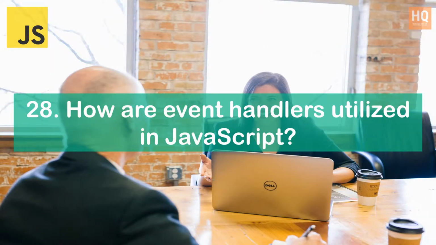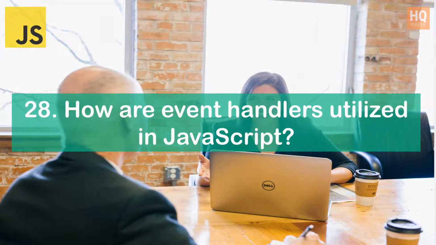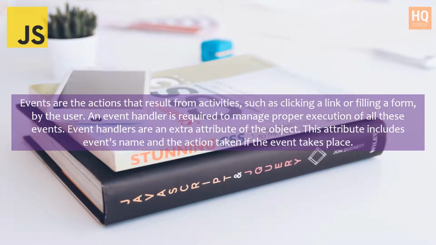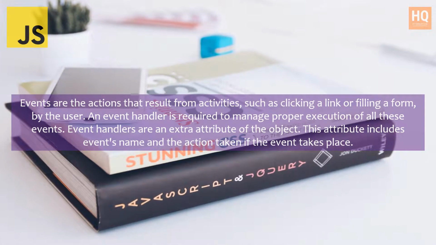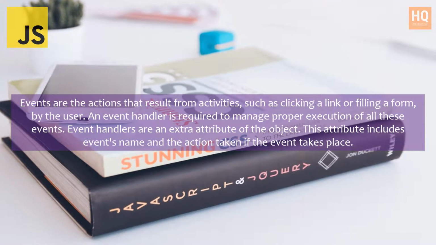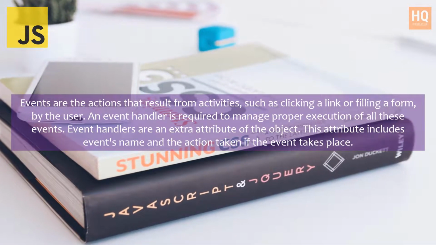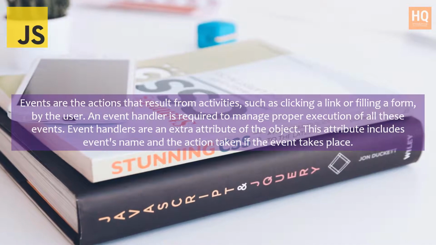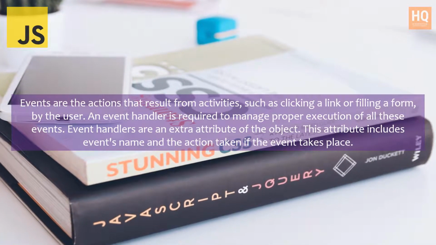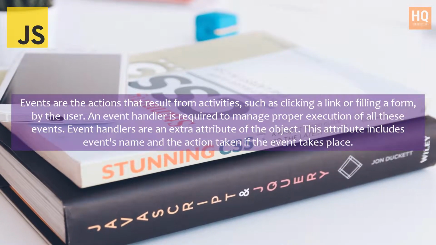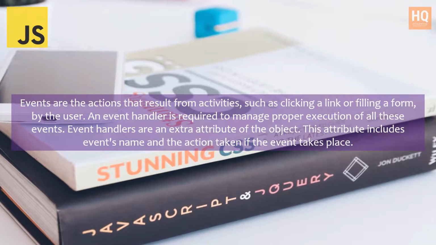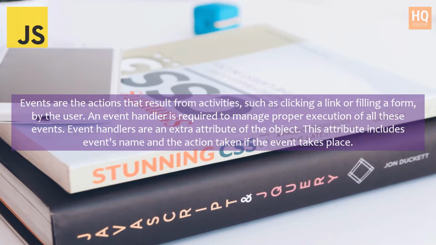How are event handlers utilized in JavaScript? Events are the actions that result from activities by the user, such as clicking a link or filling a form. An event handler is required to manage proper execution of all these events. Event handlers are an extra attribute of the object. This attribute includes the event's name and the action taken if the event takes place.